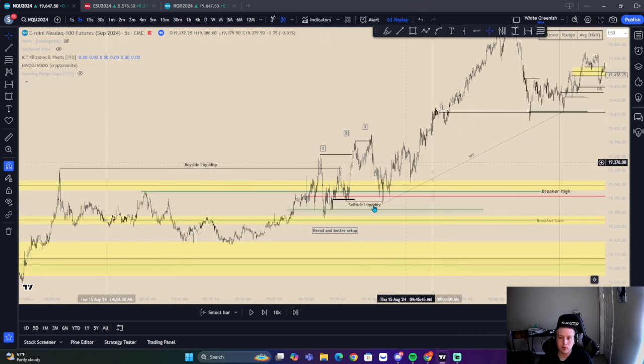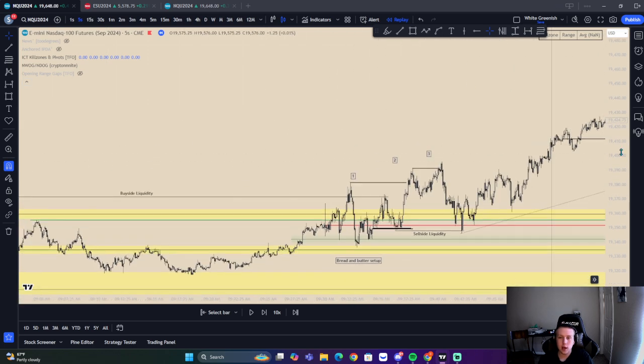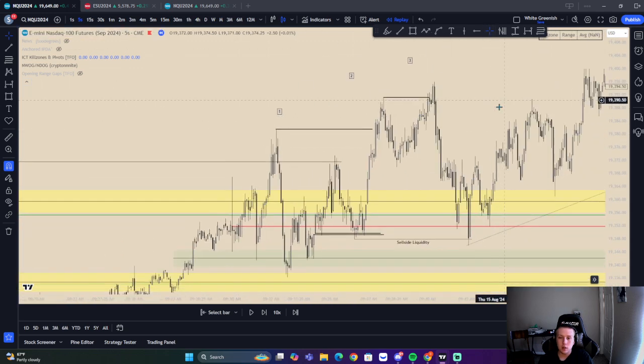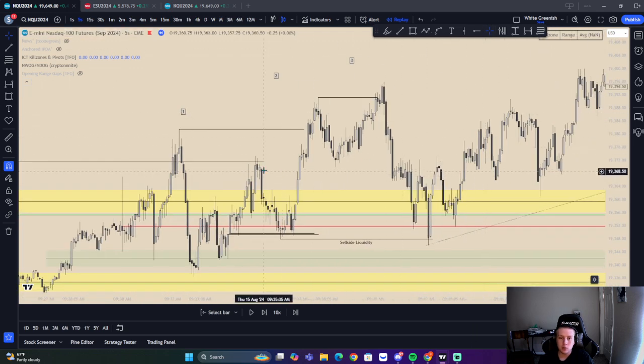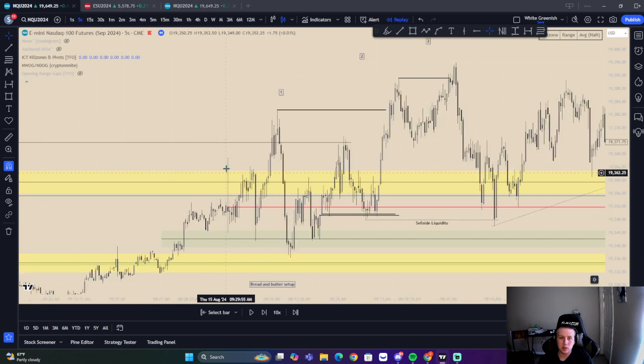Oh yeah, also we have this SMT with ES here. What's more likely after seeing all this with the SMT? We're likely going to see higher prices here. There's not really much else here. Fair value gap right there. Sell side.